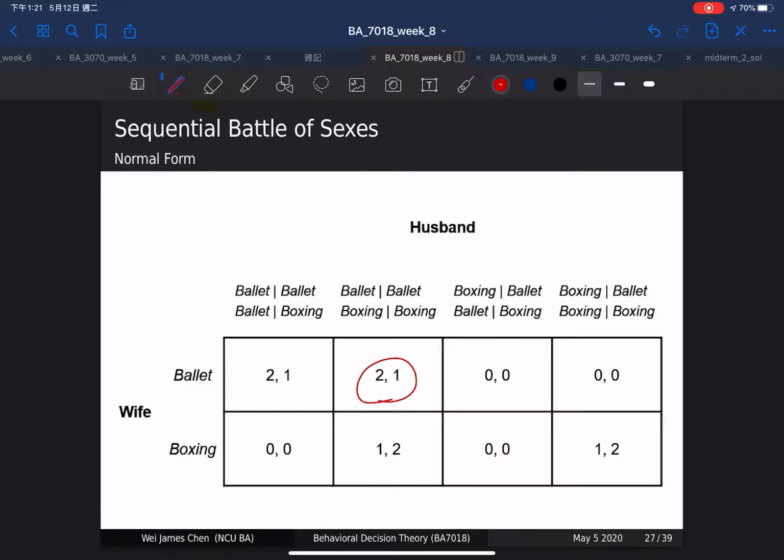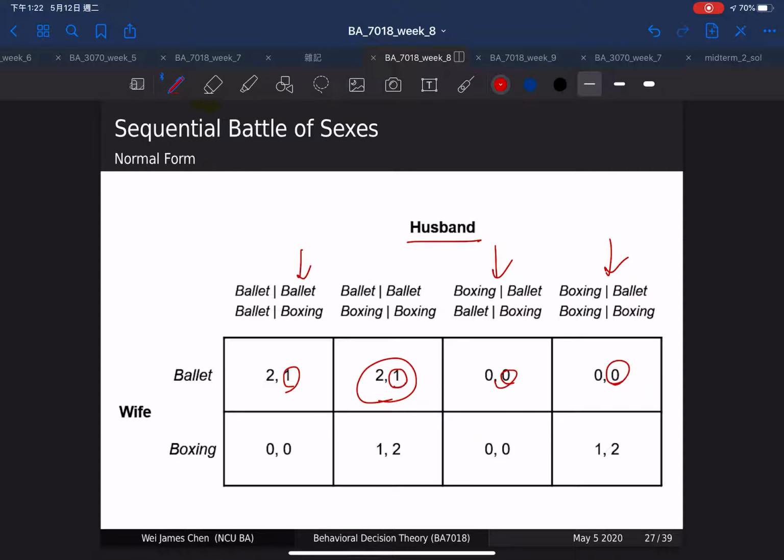This one, is it a Nash equilibrium? How do I check that? I first check whether the husband has an incentive to deviate. The husband is currently getting a 1. Can he do better by getting something more than 1? If he chooses this one, he still gets 1. If he chooses this one, he still gets 0. If he chooses this one, he still gets 0. So indeed, 1 is the best he can get now. Okay, so the husband has no incentive to deviate.